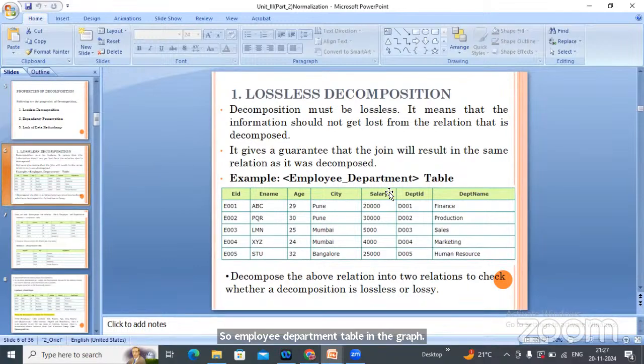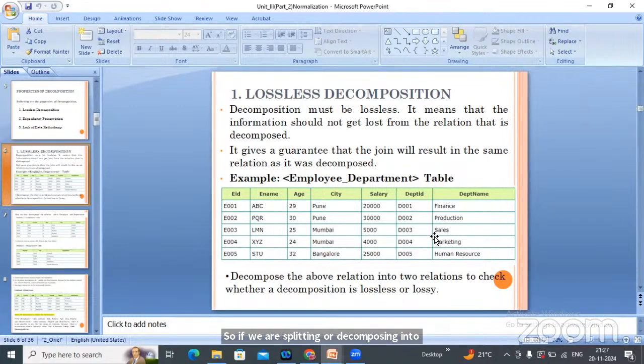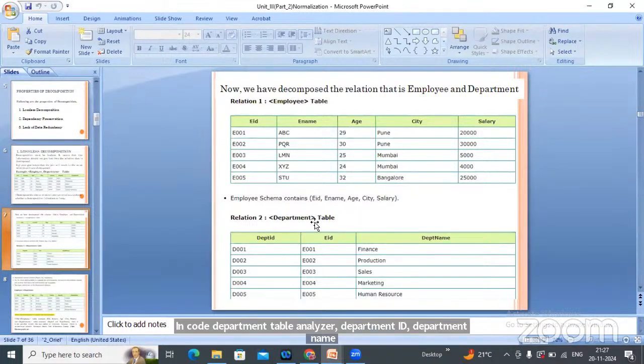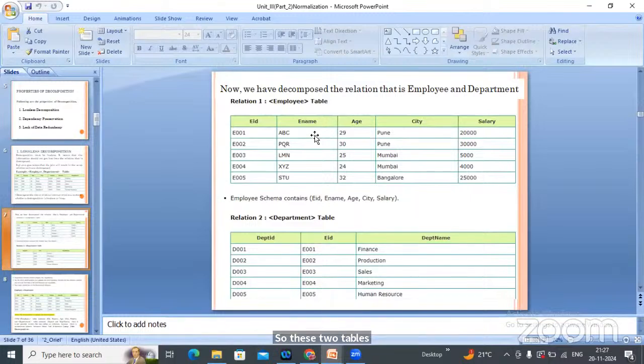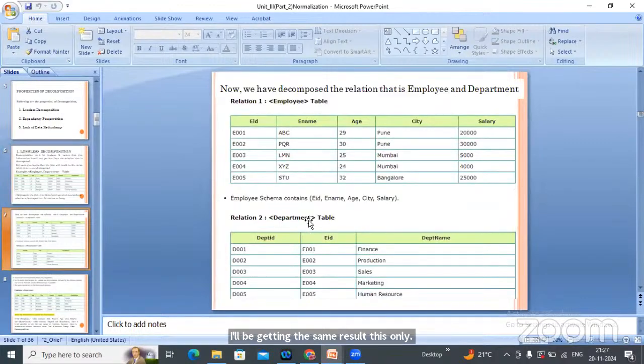సో ఎంప్లాయీ డిపార్ట్మెంట్ టేబుల్ కంబైన్ ఉంది ఇక్కడ. ఈఐడి, ఈ నేమ్, ఏజ్, సిటీ, సాలరీ, డిపార్ట్మెంట్ ఐడి, డిపార్ట్మెంట్ నేమ్ ఉంది. So if we are splitting or decomposing into two tables, one is employee table and the other one is department table. Employee table is EID, e-name, age, city, salary. ఇంకోటి డిపార్ట్మెంట్ టేబుల్, డిపార్ట్మెంట్ ఐడి, డిపార్ట్మెంట్ నేమ్. ఇక్కడ చూడండి. So these two tables I have decomposed. Even if I am joining these two tables, I'll be getting the same result, this table only, okay? But here I have taken one common column as EID, okay?